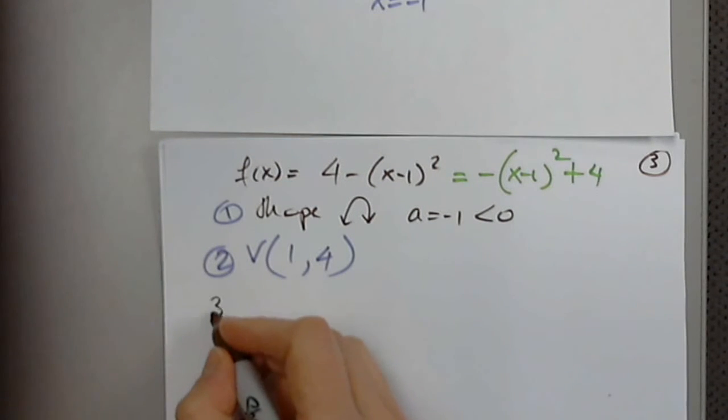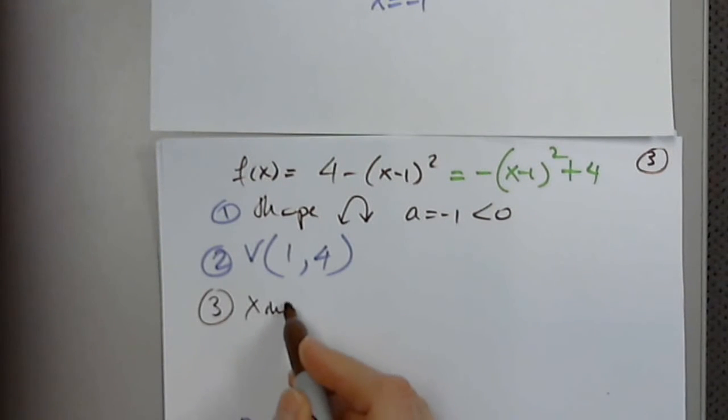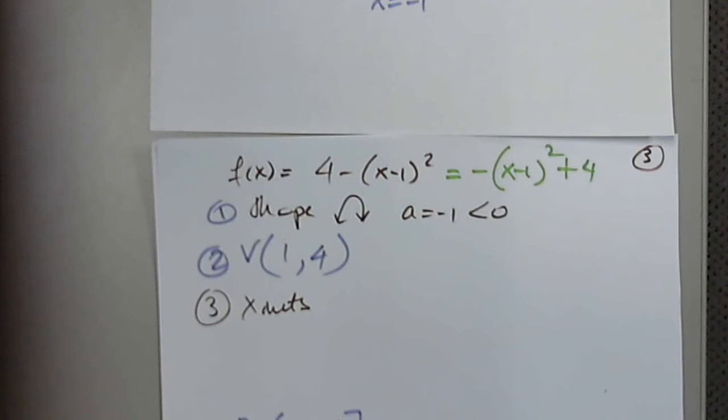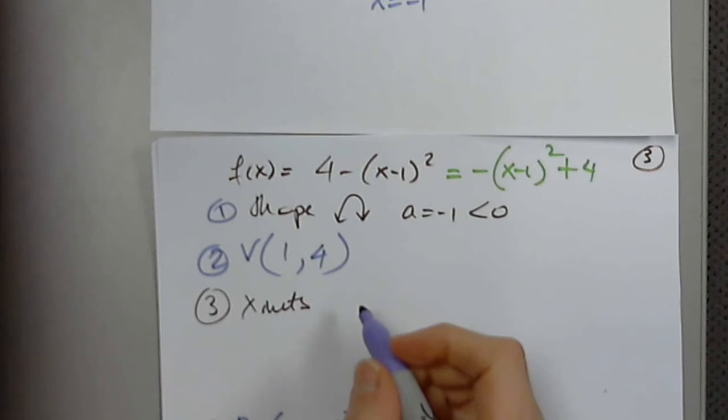Good. Number 3, should I look for X intercepts? I don't want to waste my time. No. Yes. Yep. Because look at the range. It's negative infinity to 4. It's coming from negative and it's going to positive, so it has to cross the x-axis. Good. How do I determine the x-intercepts?